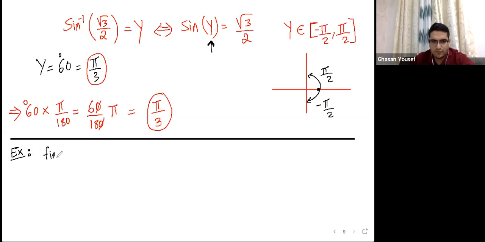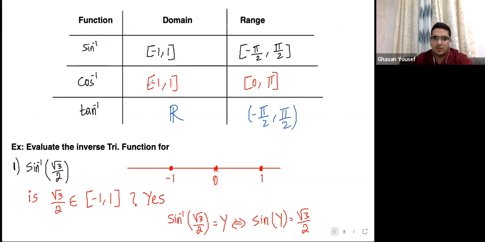Find cosine inverse of minus 1/2. So first of all, you should check the minus 1/2. Does the minus 1/2 belong to the domain? What is the domain of the cosine inverse? The domain of the cosine inverse must be from -1 to 1.